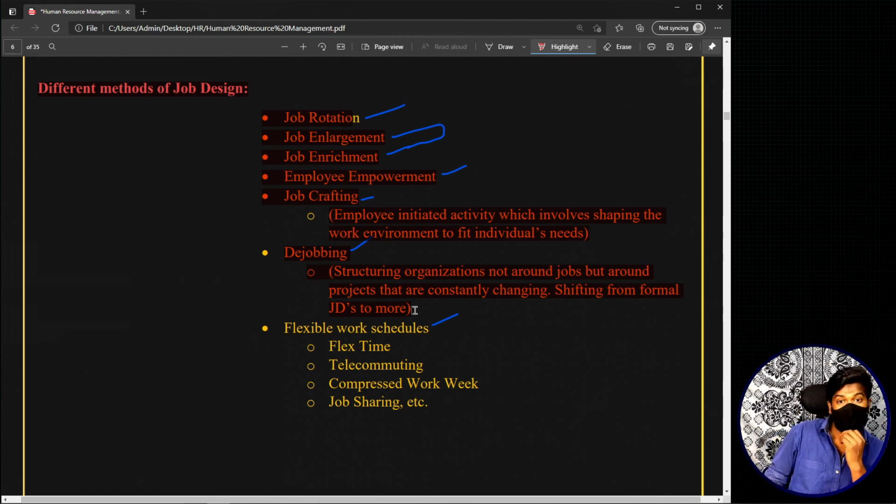See, till now, what have we discussed in job analysis, or in the basics of job design? We told that in job analysis, we collect complete information regarding all the aspects related to a particular job. And we come out with job specification, job description, and all these things, right? Now, what is job description? We told that job description describes the particular job's roles, responsibilities, and expected things from this job. So dejobbing means moving away from this system of job description to a different system.